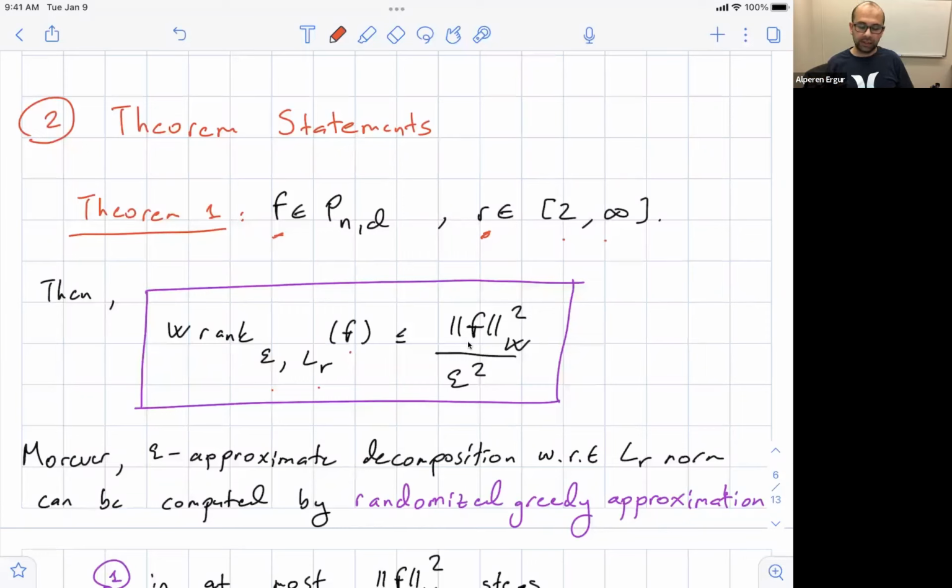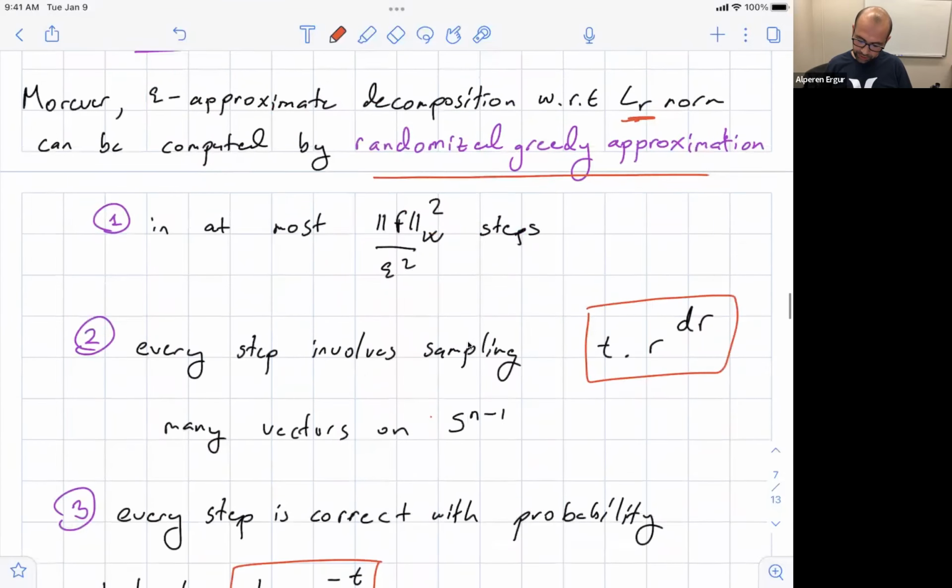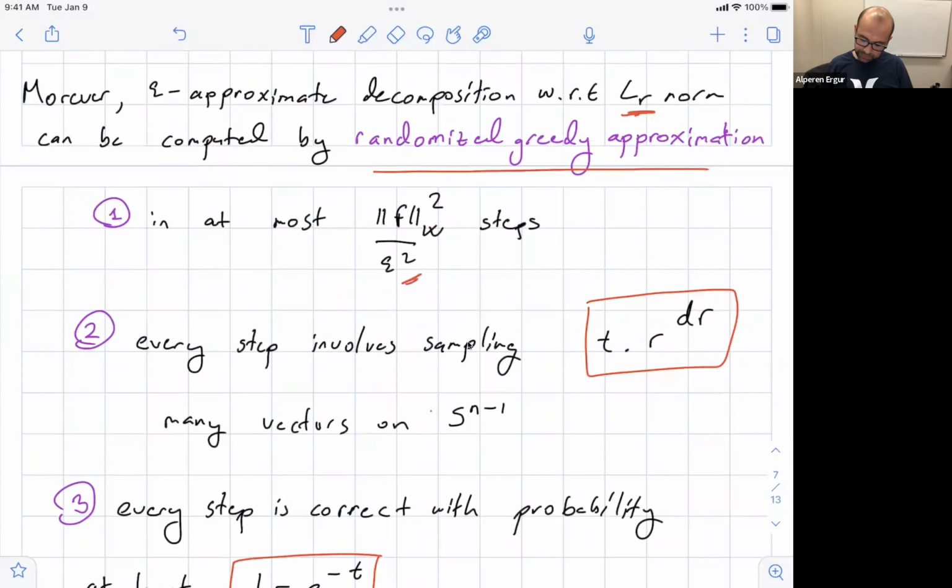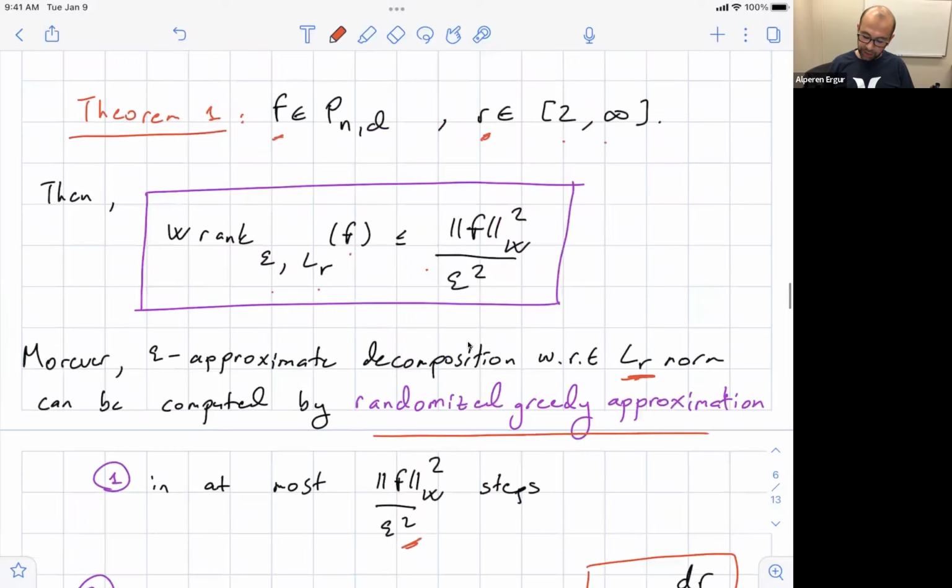And the algorithm we have: moreover, the epsilon approximate decomposition with respect to your LR norm can be computed by what we call randomized greedy approximation. It works as follows. It takes at most this many steps. This is where our bound comes from, but it can take much less. So this is an upper bound we were able to prove.